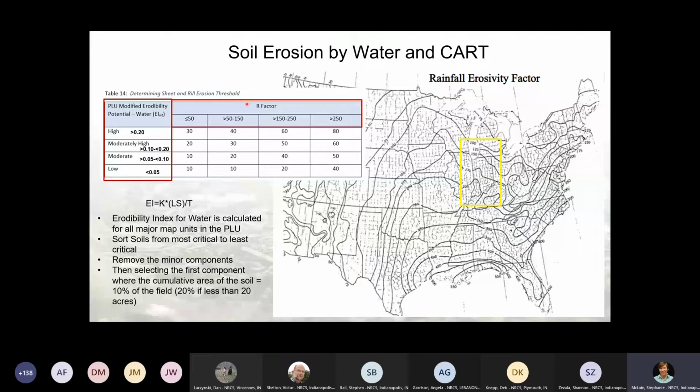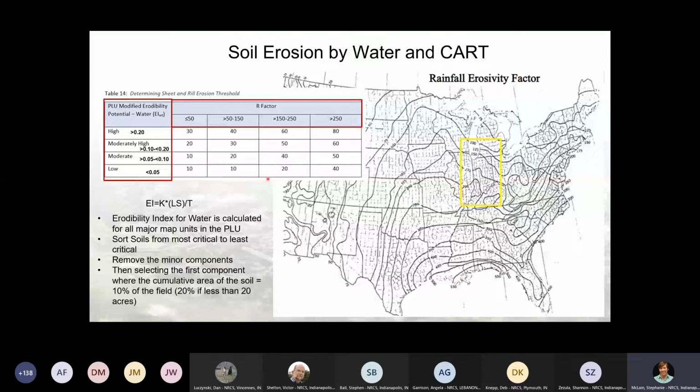And then also it is the R factor for the site in question, for where the PLU is located in the world. I think most of our R factors within Indiana, like in this map here, fall from just under 150 to close to 250. And so these are going to be our thresholds for erosion for a lot of the fields that we evaluate.